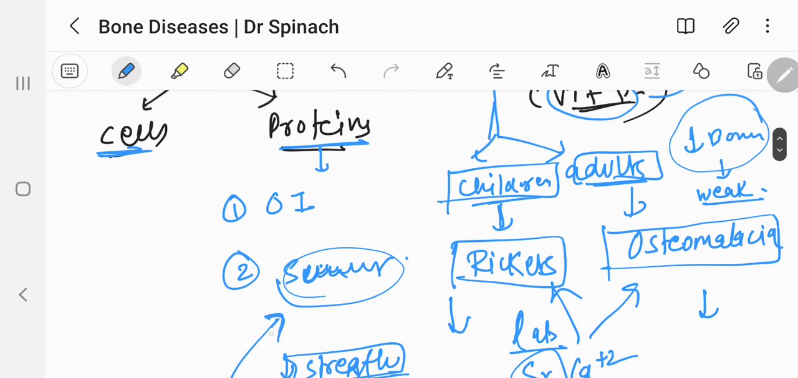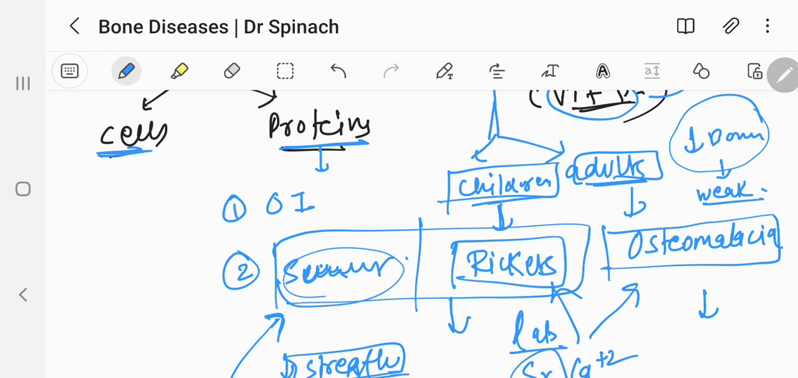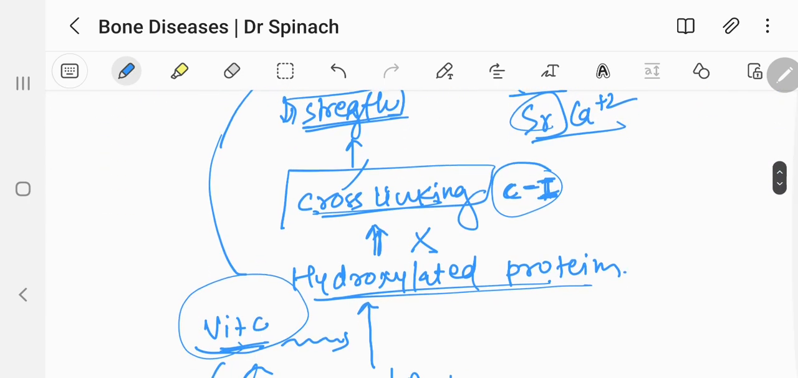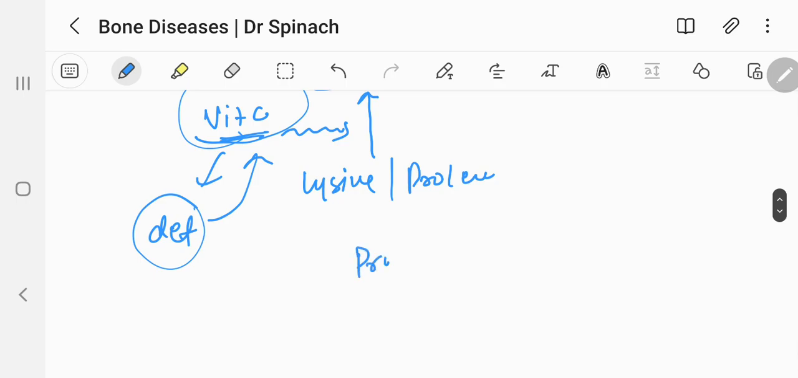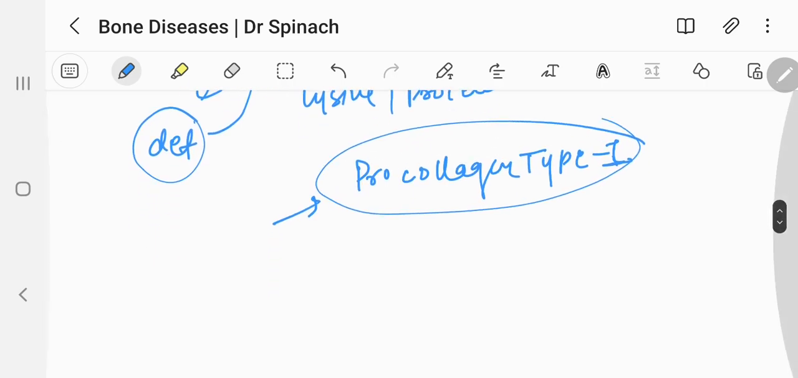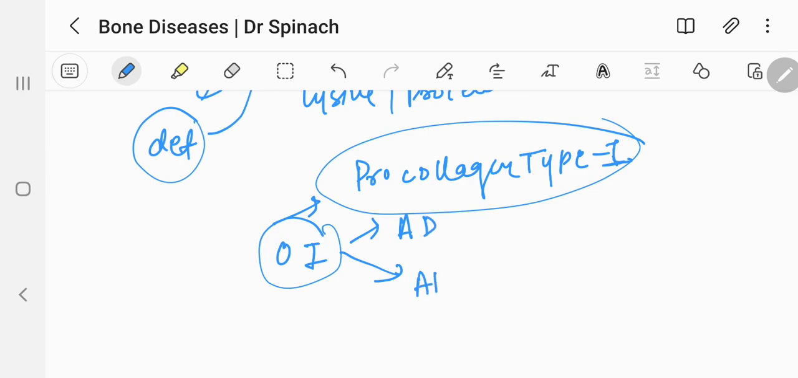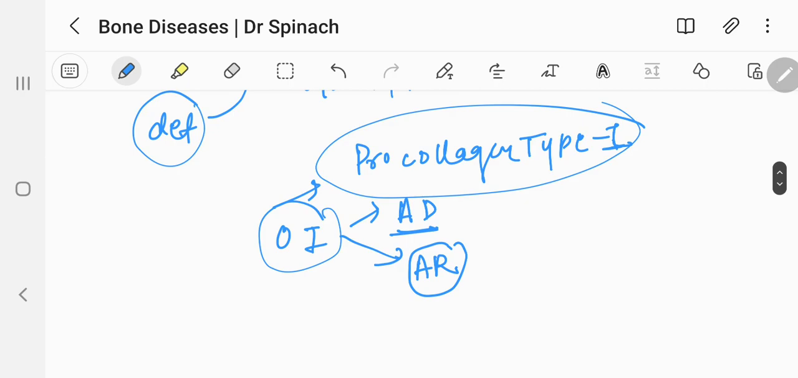There are some differences between scurvy and rickets, which we are going to discuss in the next video. Now the other one is procollagen, which we call type 1 procollagen or procollagen type 1, that is deficient or not present in osteogenesis imperfecta, depending upon whether it is autosomal dominant or autosomal recessive. Dominant cases are usually stillborn. Some recessive ones are born, but these children usually die at an early age.